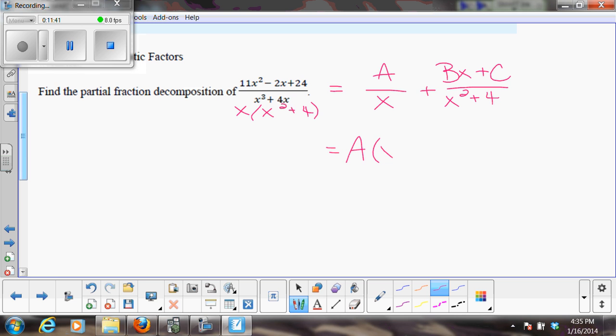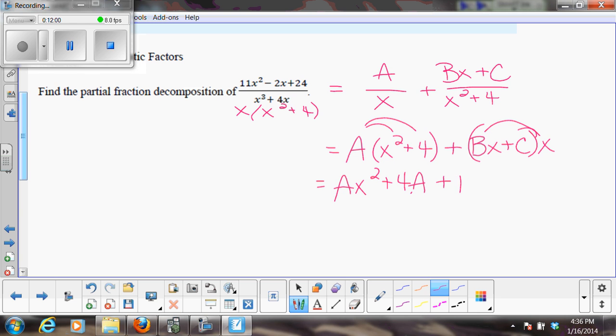So a is missing the x squared plus 4, and then bx plus c is missing the x. So distribute that in, distribute that in. Okay, so this should equal the numerator, 11x squared minus 2x plus 24. Well, x squared terms are supposed to equal x squared term. So 11 equals a plus b.